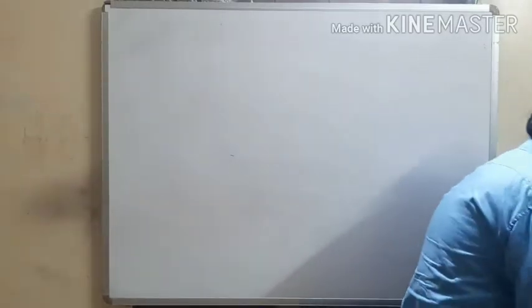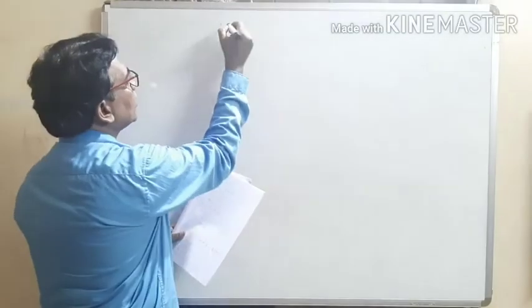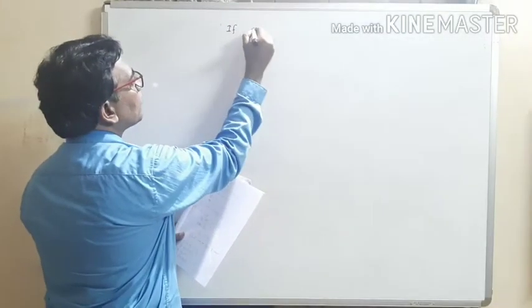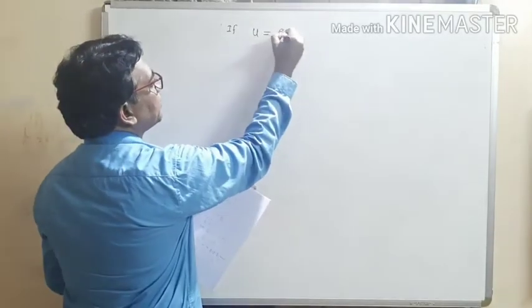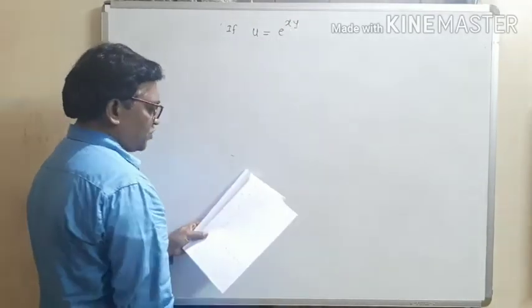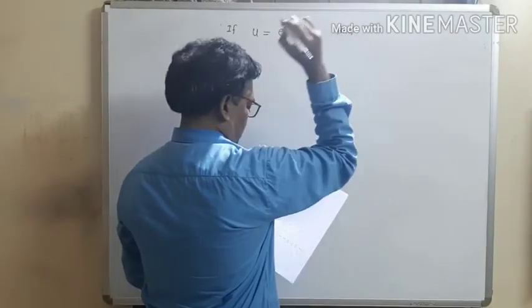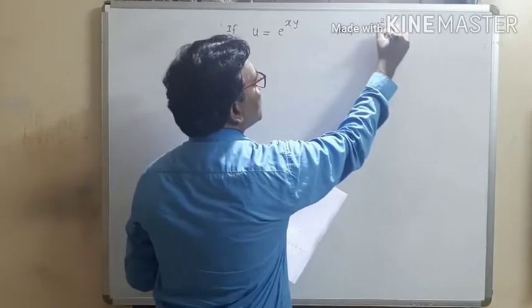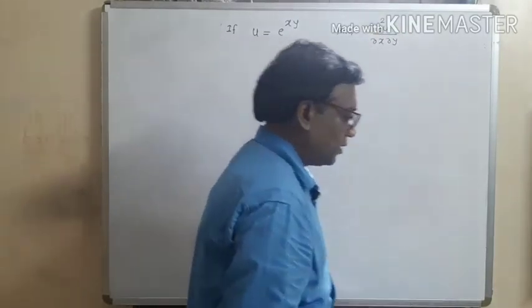Now let us take the third example. So write down the third example. If u is equal to e raised to xy, then find the partial derivative ∂²u/∂x∂y.